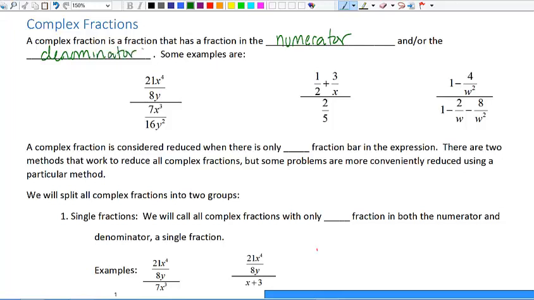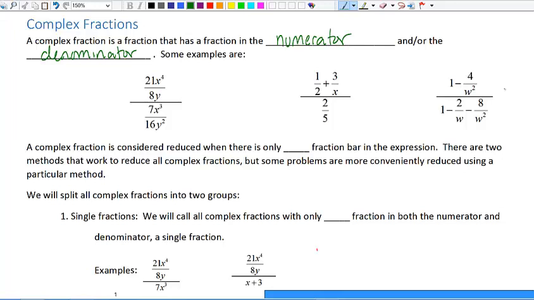So here are some examples. We have a fraction in the numerator and then another fraction in the denominator. On the second one we have two fractions being added in the numerator and then one in the denominator. On the third one we have a whole number, but we still have a fraction either in the numerator or in the denominator. So all of these are examples of complex fractions.